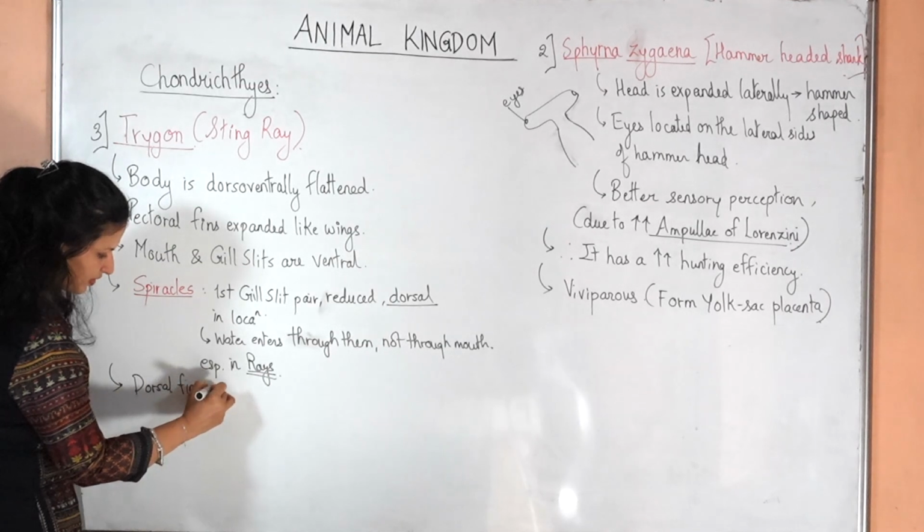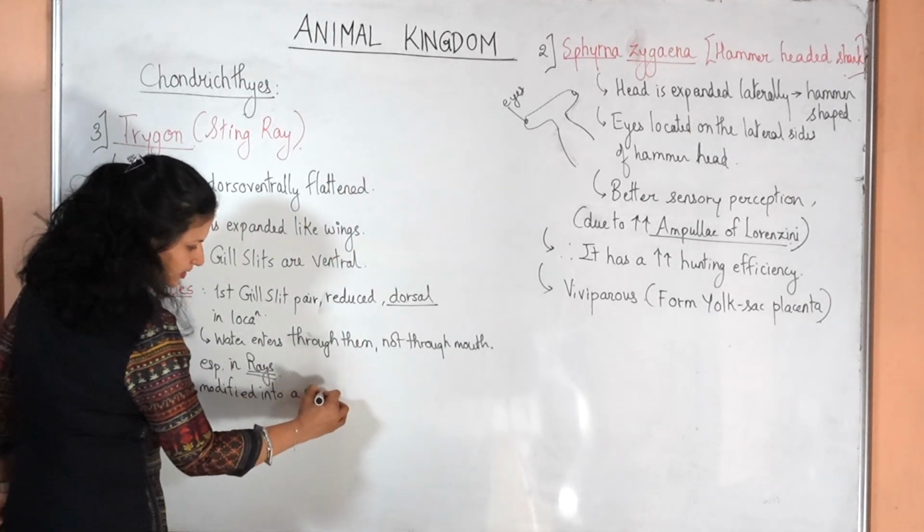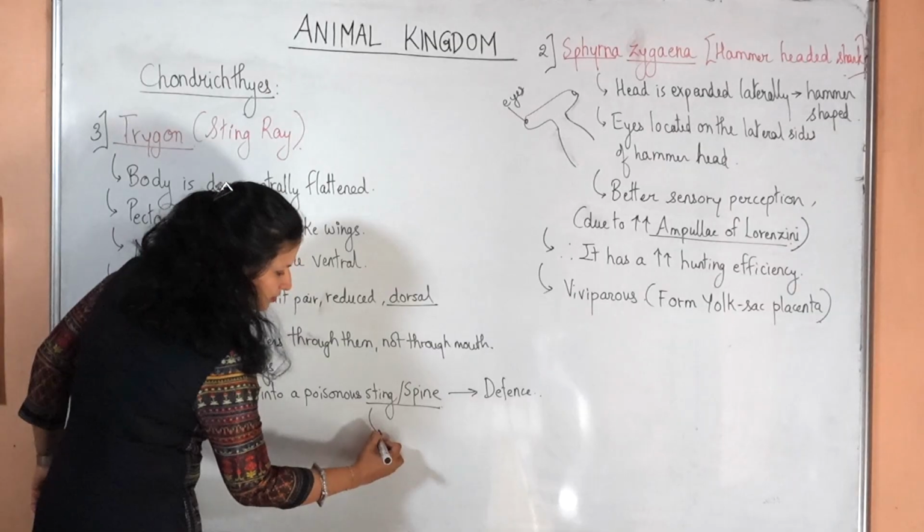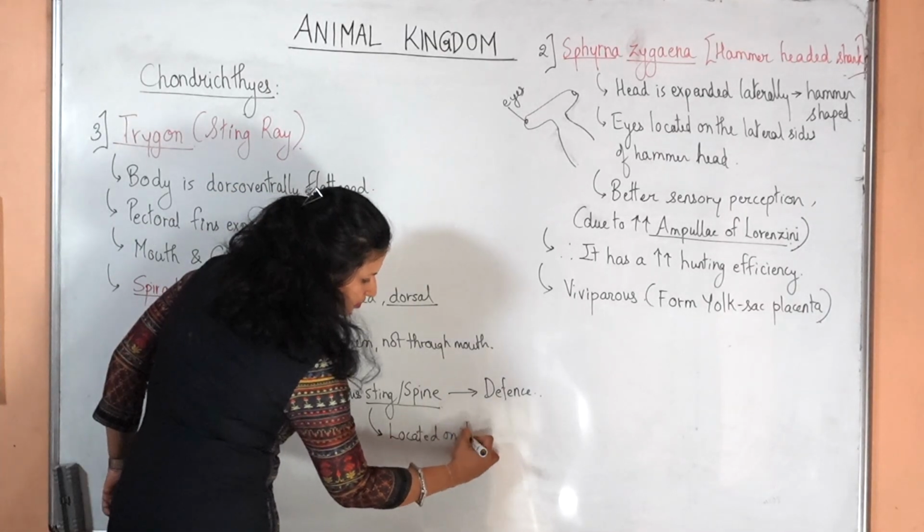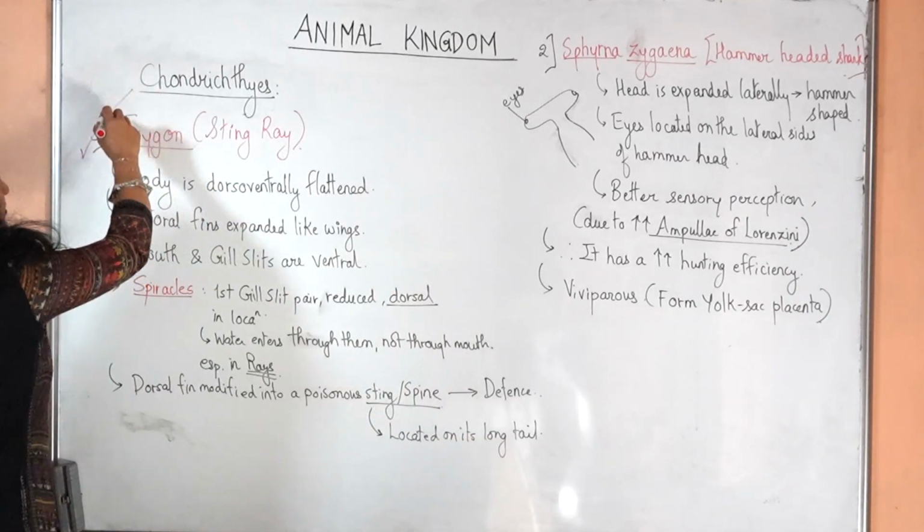Dorsal fin modified into a poisonous sting, which it uses for defense. The sting is located on its long tail. Trygon is an important example from NCERT.